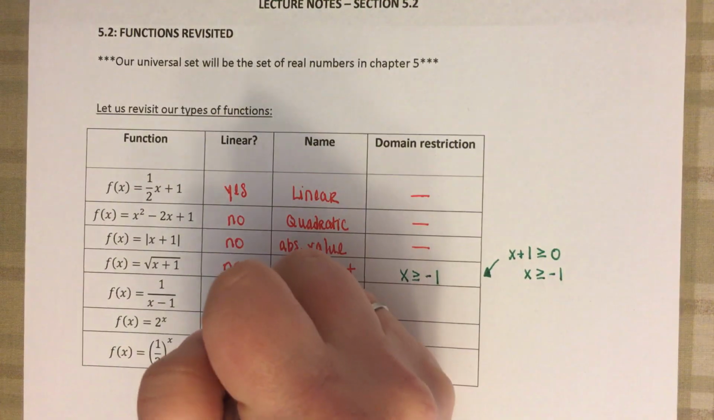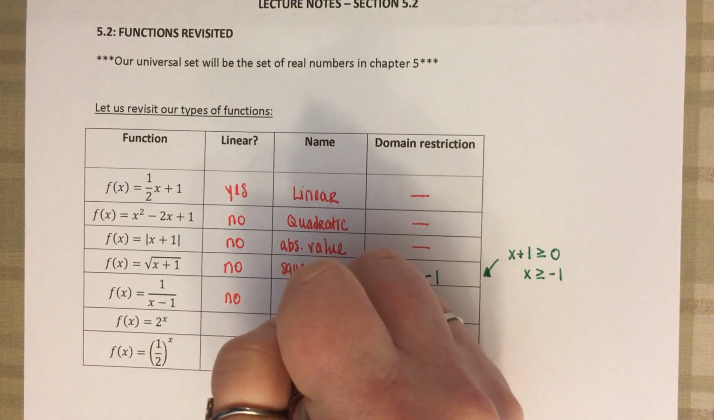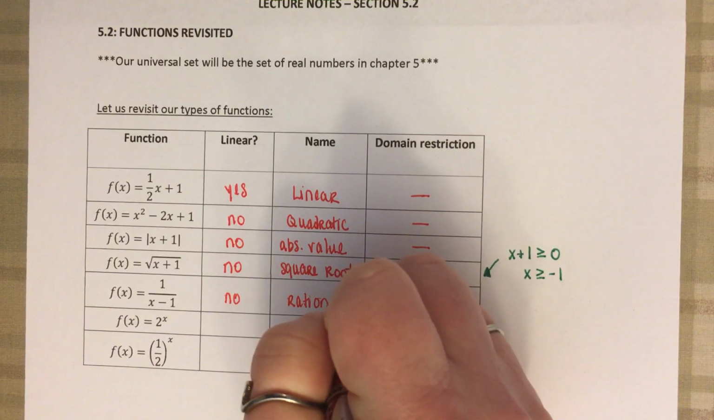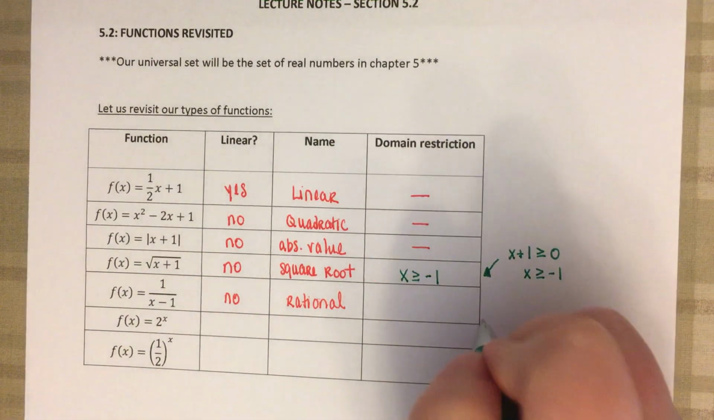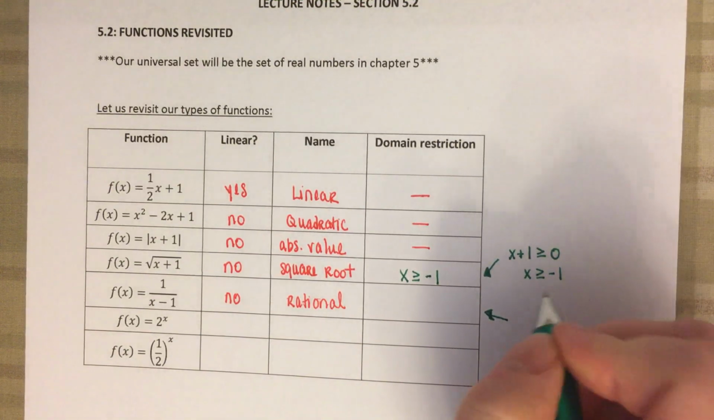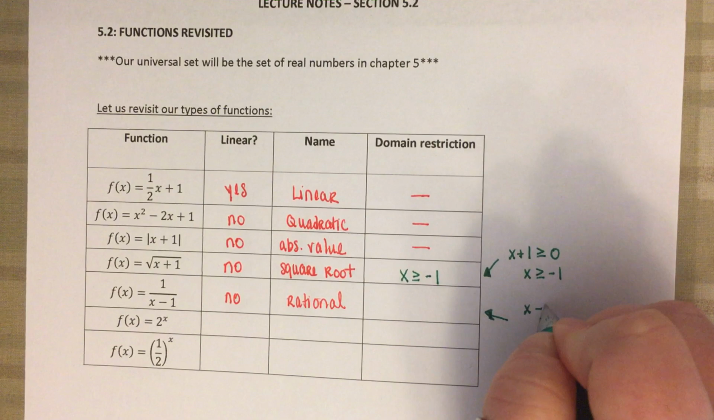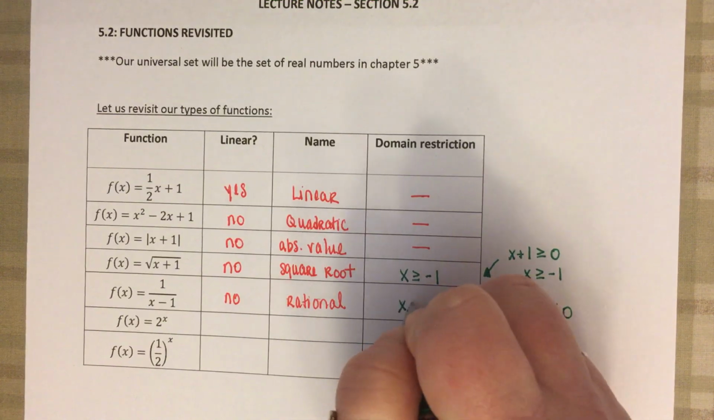Our next type of function, also not a linear function. This is a rational function. Rational functions are the other type of functions that have domain restrictions. In this case, we just want to make sure that our denominator does not equal 0. So x minus 1 cannot equal 0, so x cannot be equal to positive 1.